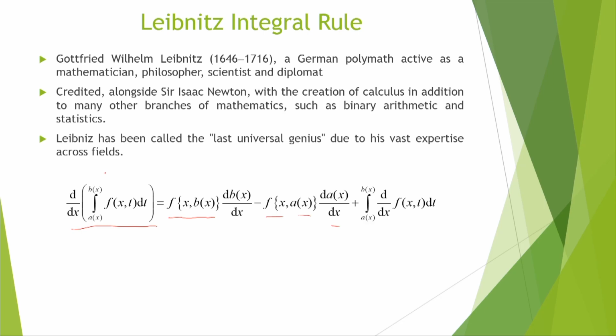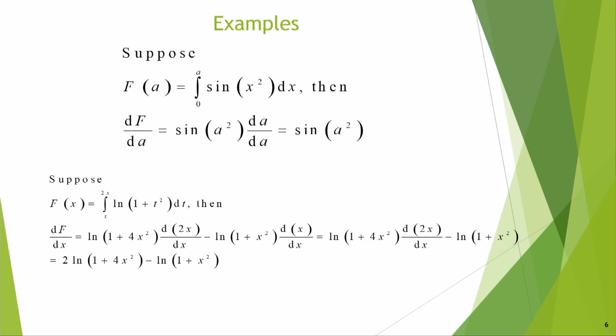Suppose a and b were constants, not functions of x, then I would have considered that the derivative can be taken inside. Otherwise, you have to take care of this boundary term. I am not giving the derivation of this. If anybody is interested, he or she can refer to any graduation-level calculus book. Now, I am just giving examples. You need not remember the formula, it will get internalized soon.